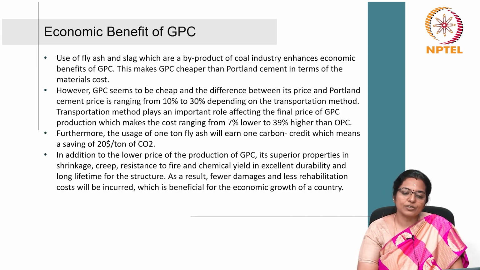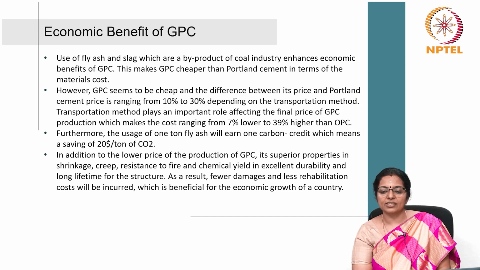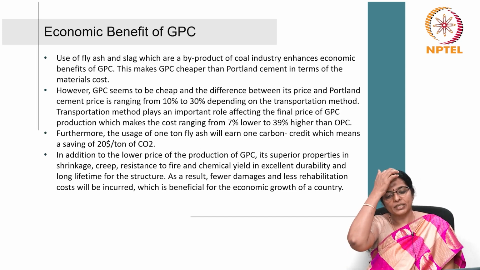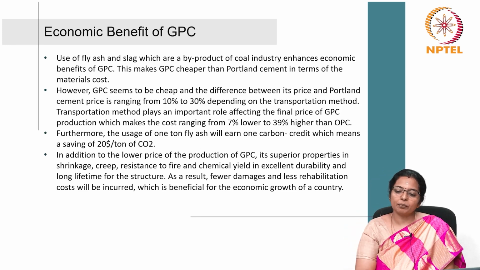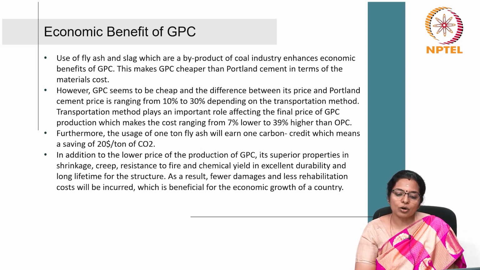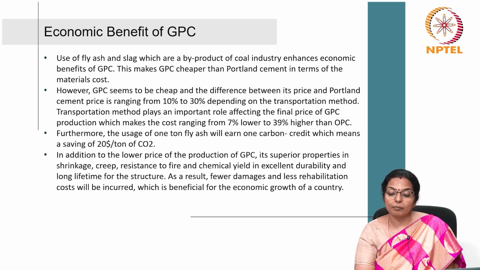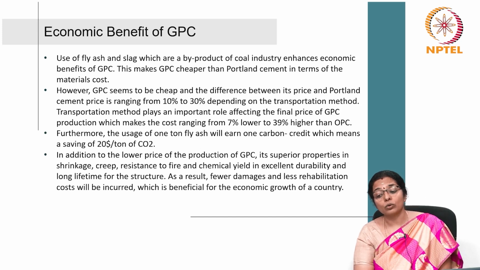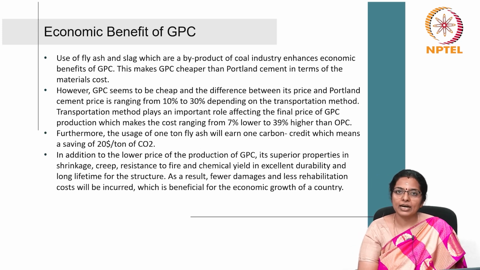The economic benefit of GPC is very high. Use of fly ash and slag, which are a byproduct of coal industry, enhances economic benefits of GPC. This makes geopolymer concrete cheaper than Portland cement in terms of materials cost. However, the difference between its price and Portland cement price is ranging from 10 to 30% depending on the transportation method. Transportation method plays an important role affecting the final price of this geopolymer concrete production, which makes the cost ranging from 7% lower to 39% higher than ordinary Portland cement.